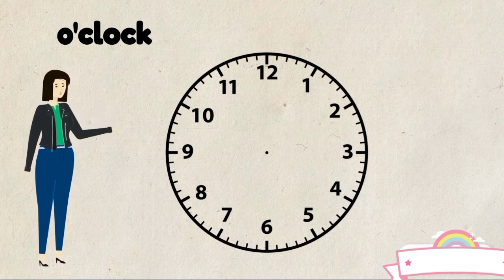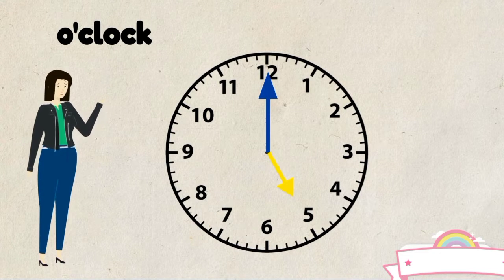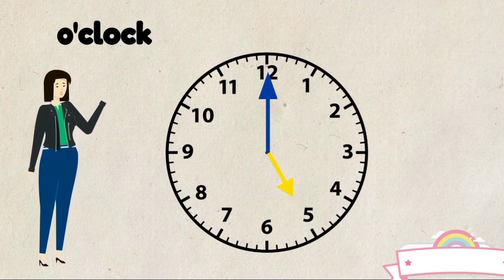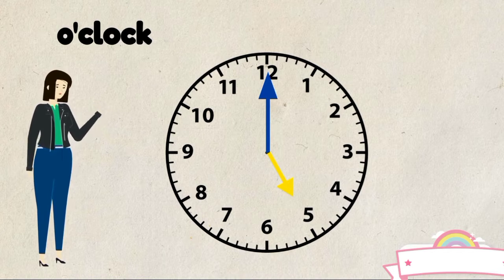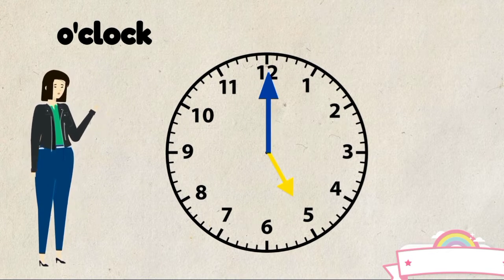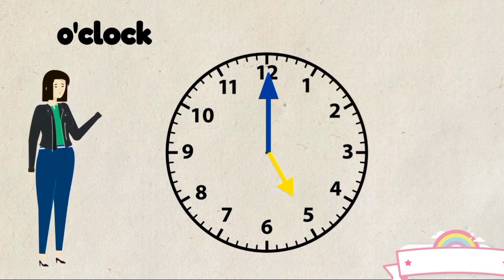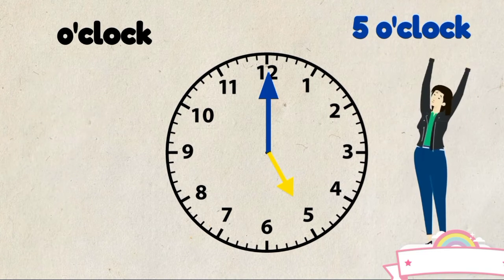Why don't you try one on your own? Have a look at this clock carefully. The long hand is pointing on the 12, and have a close look at what hour the short hand is pointing to. Let's see how you did. The long hand is pointing to the 12, which tells us that it is o'clock. And the short hand is pointing to the 5. So this time reads 5 o'clock. Well done.